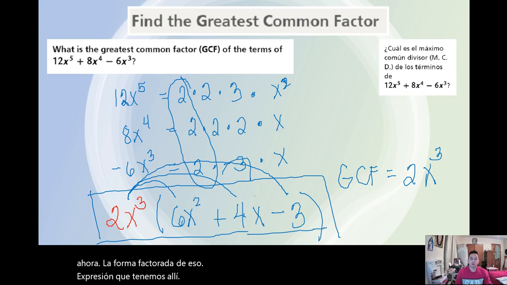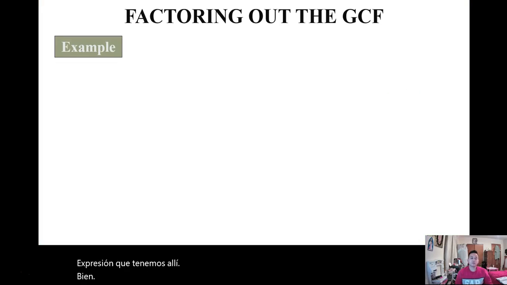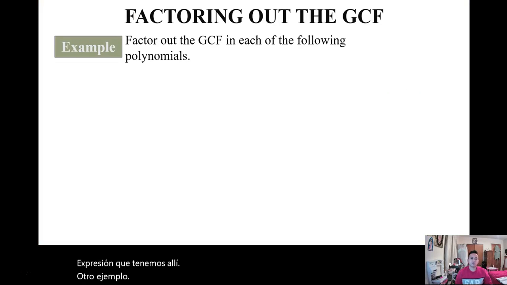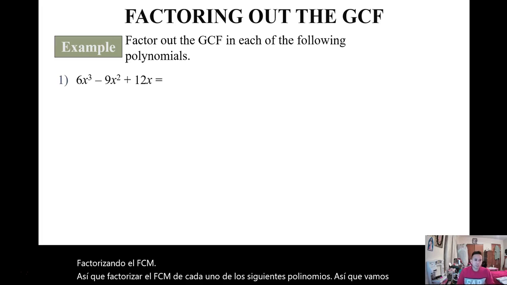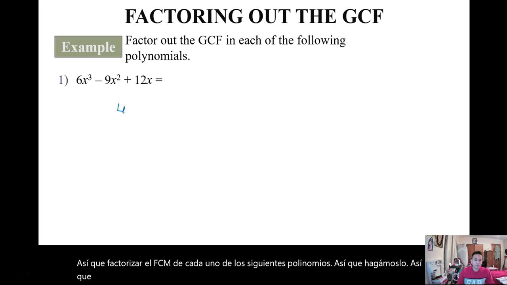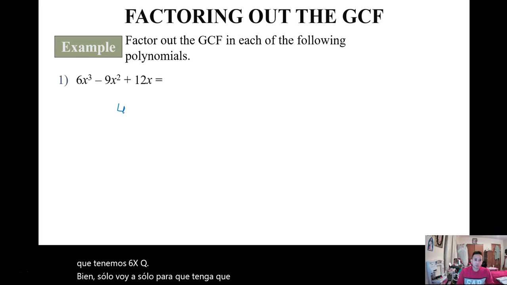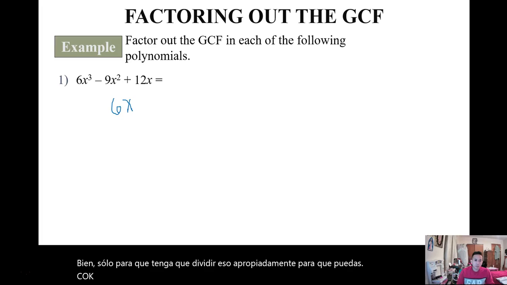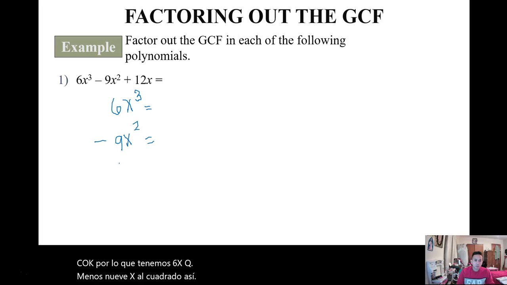All right. Another example, factoring out the GCF. Factor the GCF of each of the following polynomials. So let's do this one. We have 6x cubed. I have to rewrite that properly so you can see it. Okay, so we have 6x cubed minus 9x squared, also 12x.